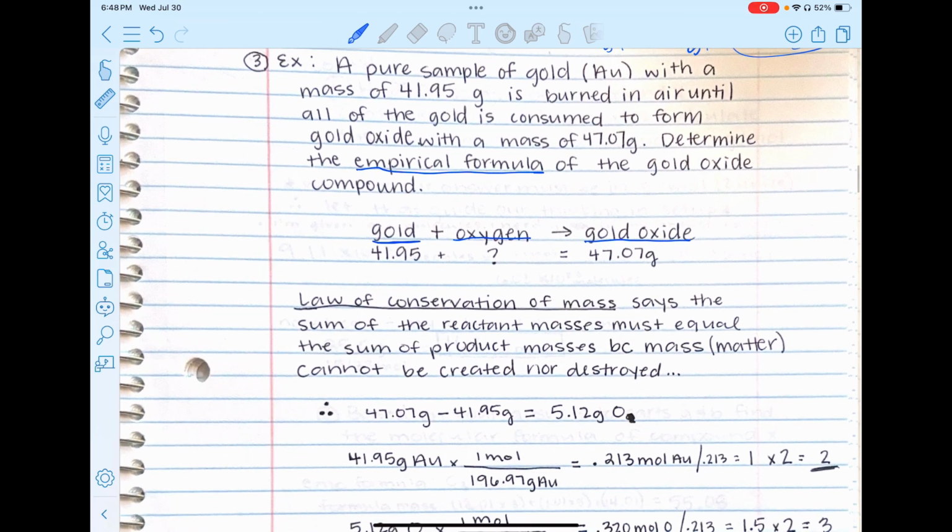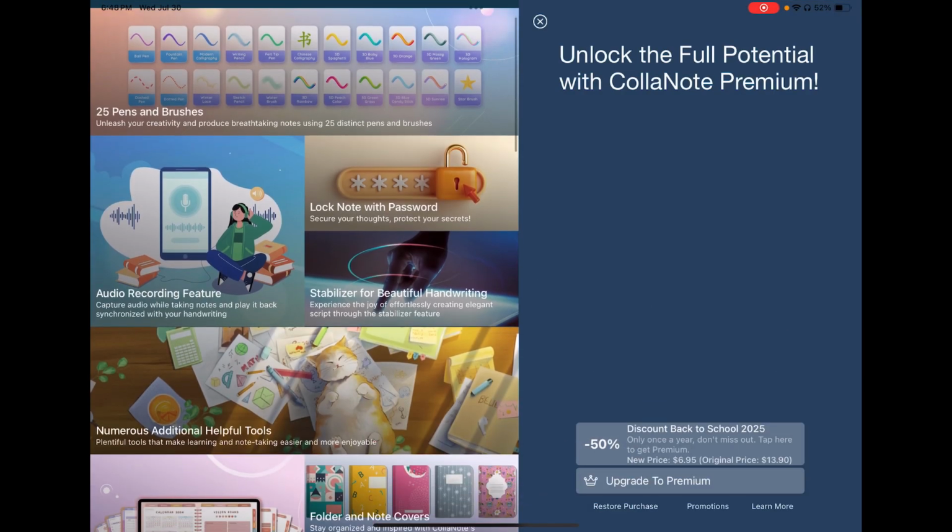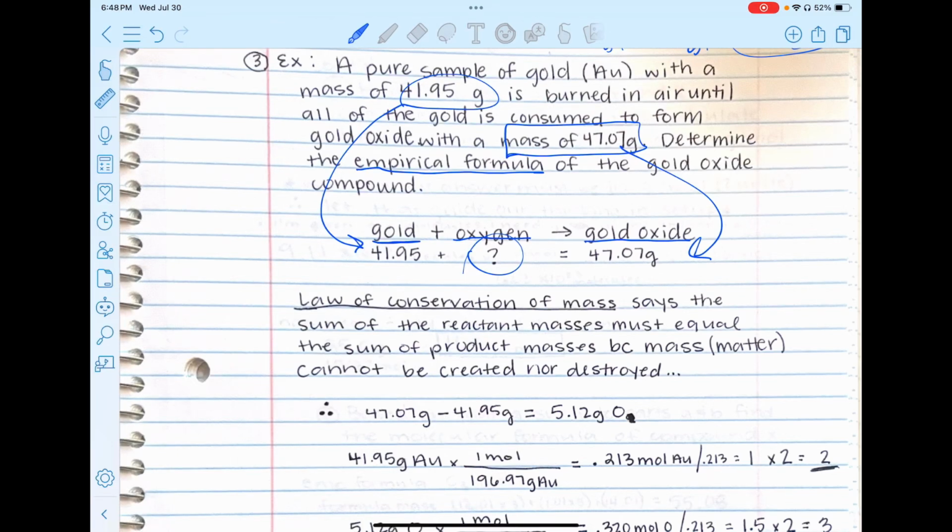Okay. So since we know that, and we know that the gold oxide is going to have a mass of 47.07 grams, I wrote that underneath for simplification. And I know that the gold had a mass of 41.95, right? So I wrote that here. What I don't know is the mass of the oxygen. But I can figure it out because there's this thing called the law of the conservation of matter, right? So mass is going to be conserved.